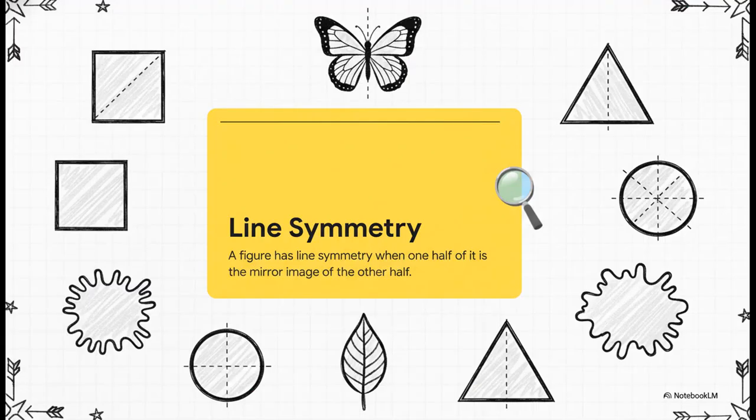Okay, so the official name for this is line symmetry. You might also hear it called reflectional or bilateral symmetry. The definition is super simple. If you can draw a line straight down the middle of something and one side is a perfect mirror image of the other, boom, it has line symmetry. And that dividing line, that's your axis of symmetry.